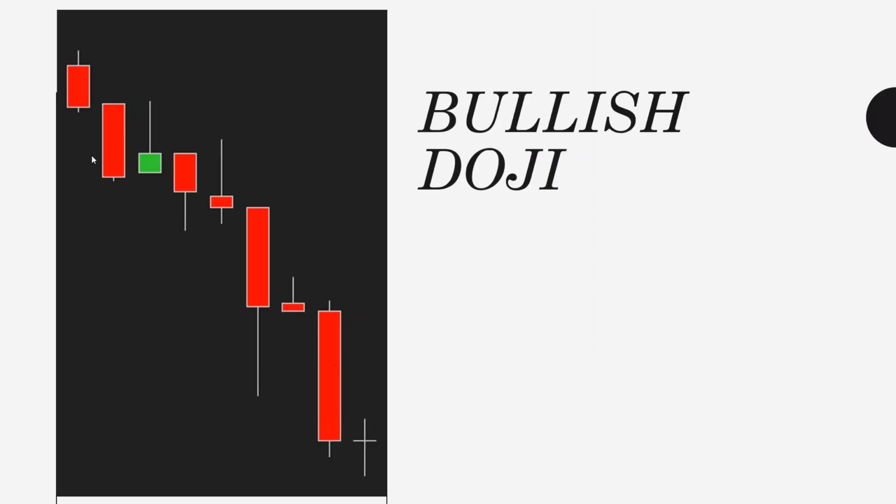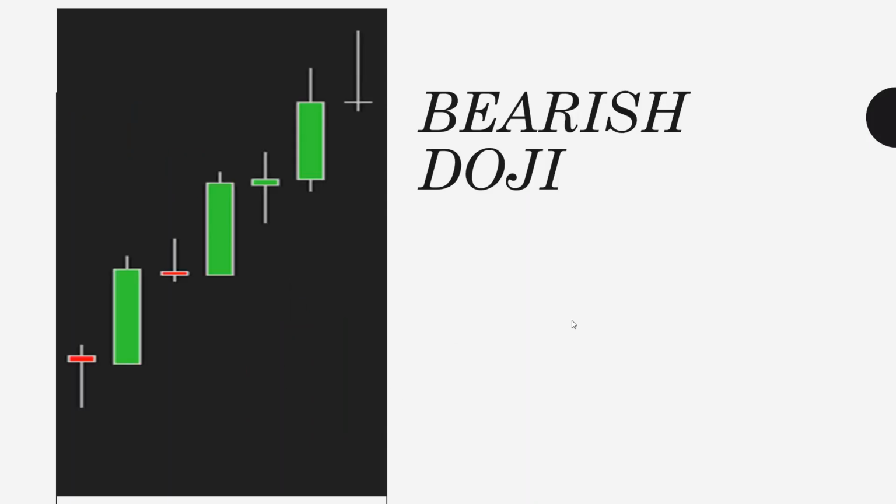For example, this is a downtrend market, and you see there is a doji right at the bottom of the market. That indicates that the next bar will probably be a bullish bar. Now a bearish doji indicates the opposite.